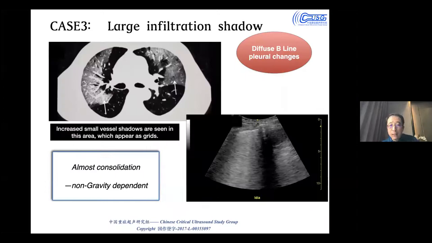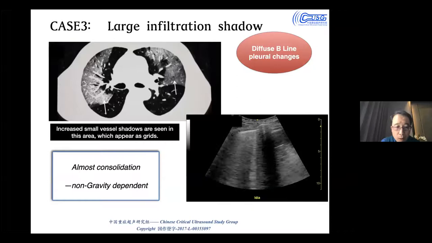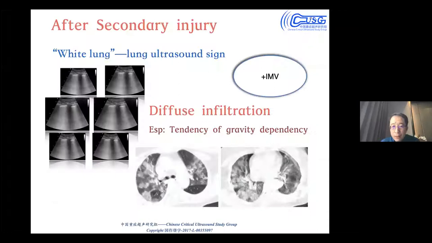And then case three, the CT scan tells us a large infiltration, diffuse, and the lung ultrasound tells us it's diffuse B-lines with pleural changes. The patient almost has consolidation, but non-gravity dependent. Then the patient became severe and severe, with a severe secondary injury. The lung ultrasound and CT scan tell us it's a diffuse infiltration, a white lung. All of the lesions of the lung have a tendency of gravity dependence.